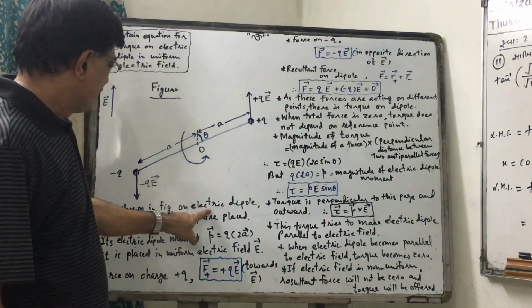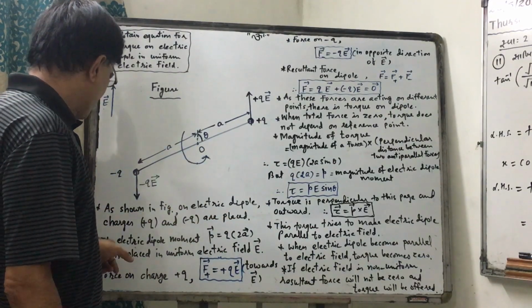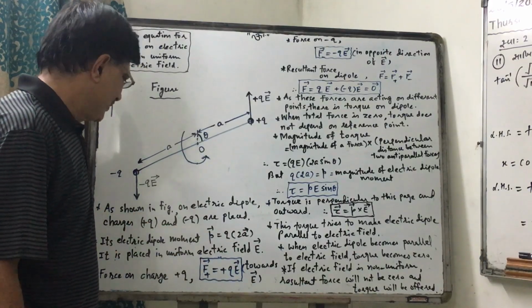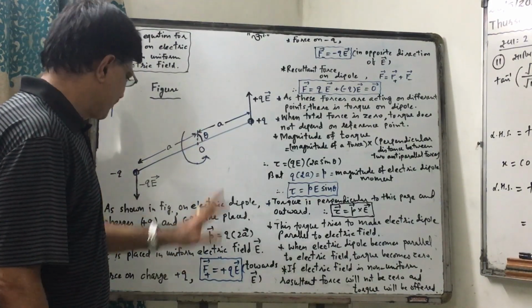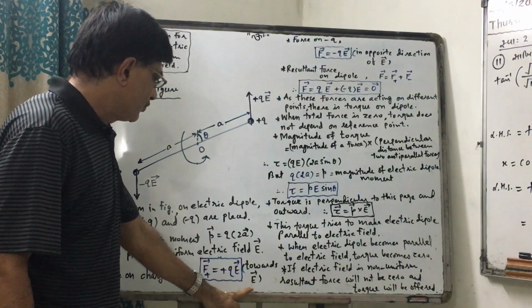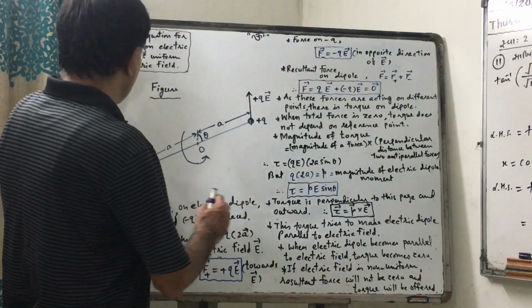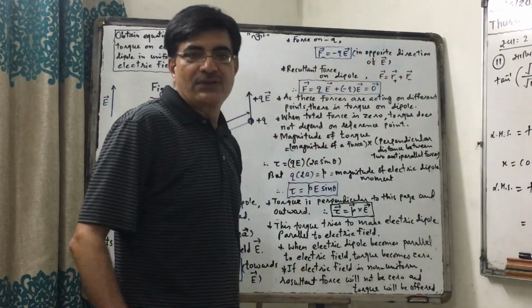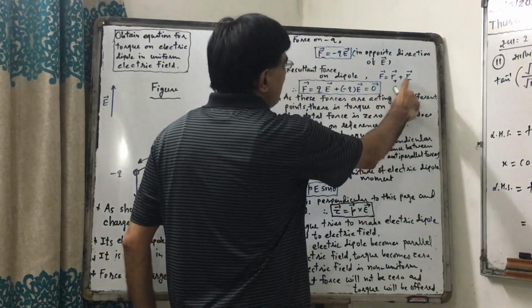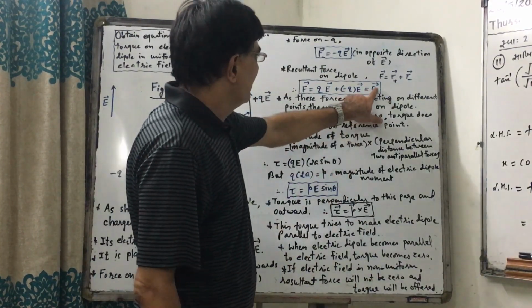As shown in figure, on the electric dipole, charges plus Q and minus Q are placed. Its electric dipole moment, vector P, equals Q into vector 2A. It is placed in uniform electric field. Force on charge plus Q is plus QE, in the direction of vector E. Force on minus Q is minus QE, opposite to the direction of electric field. So the resultant force on dipole, vector F, equals F plus plus F minus, that is QE minus QE, so it will be vector 0.